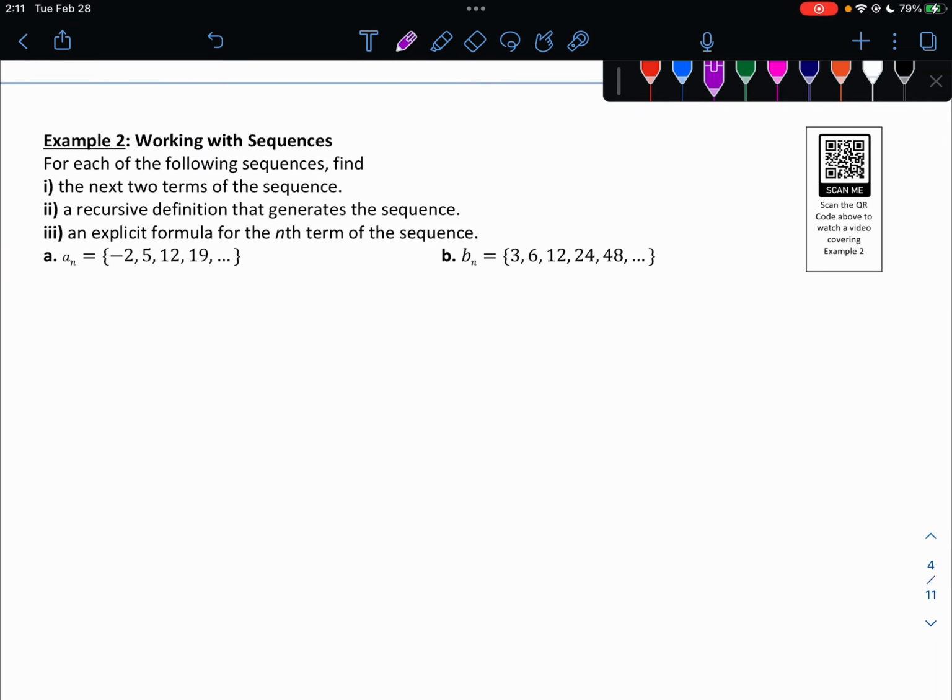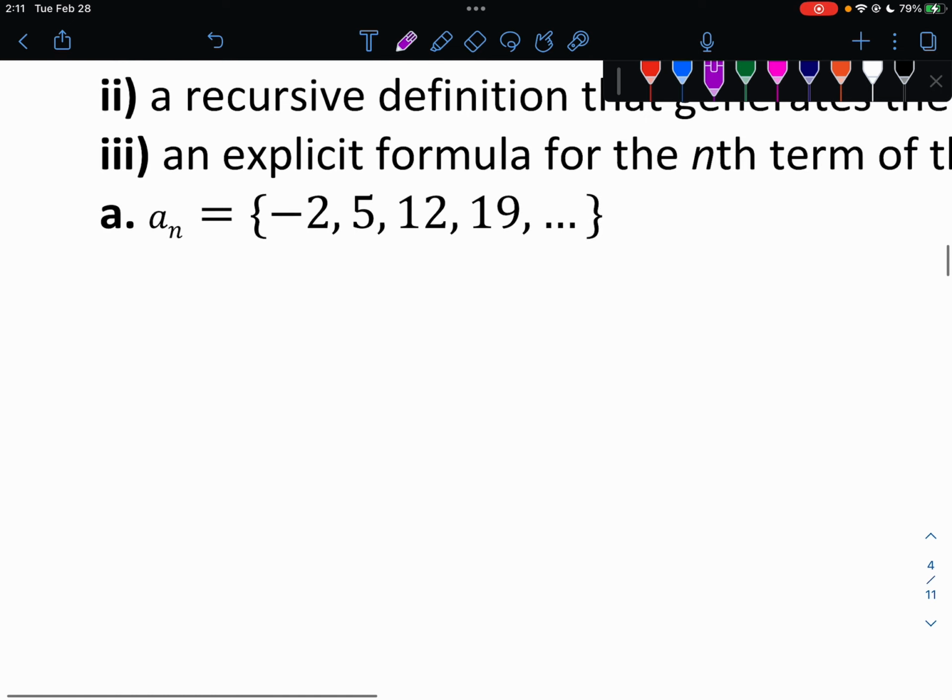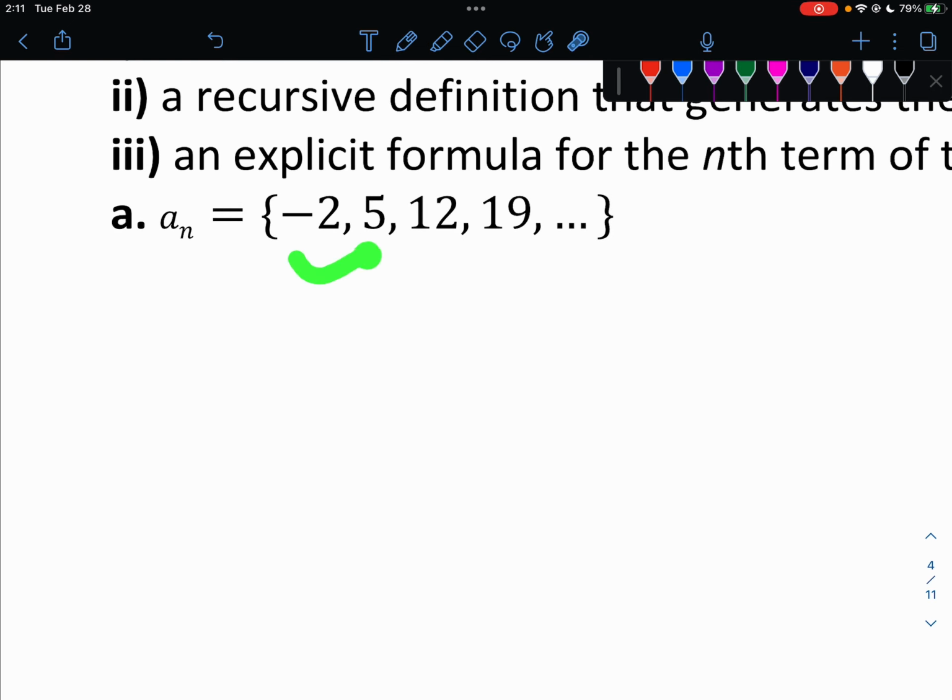All right, working with some sequences. For each of the following, find the next 2 terms, a recursive definition, and an explicit formula as well. This one looks like we're adding 7 every time. So this would be called an arithmetic sequence, in case you don't remember that. The next 2 terms would be 26 and 33. We're just adding 7 every time.